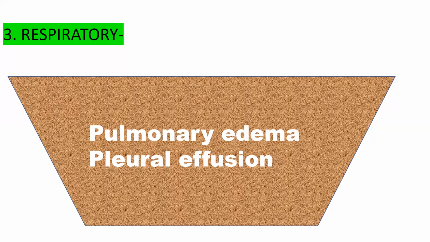Means there will be a build up of fluid between the tissue that lines the lung. There is a tissue that lines the lung and the chest, and in between that lining there will be accumulation of fluid. That means fluid will be built up. That is known as pleural effusion. So don't get confused between these two as well. Are you clear about the respiratory clinical manifestation? Yes or no? Okay, let's move on.